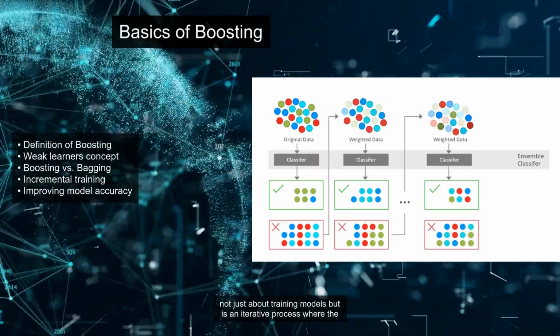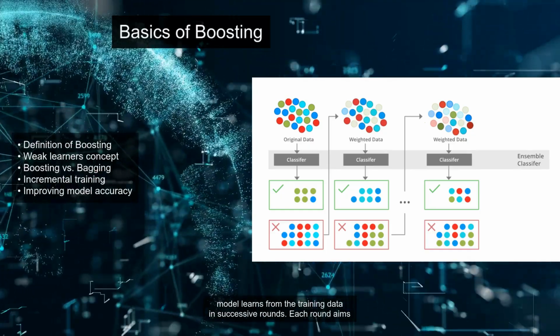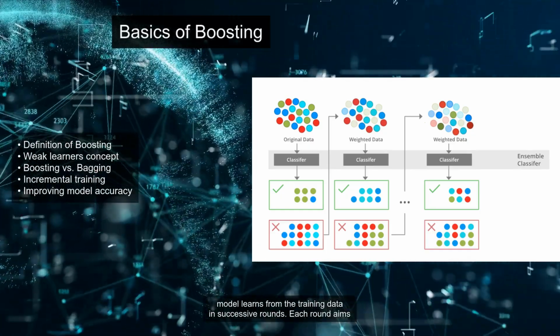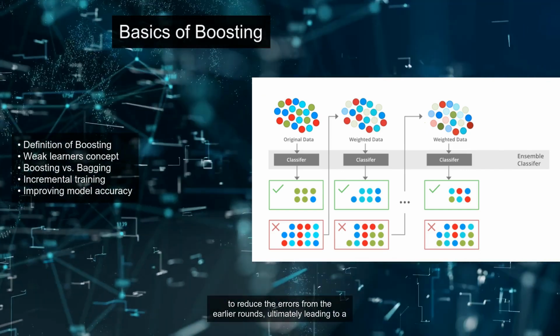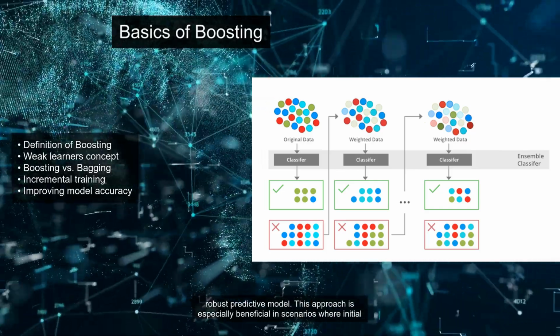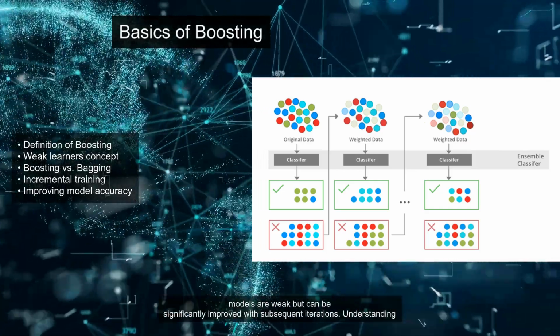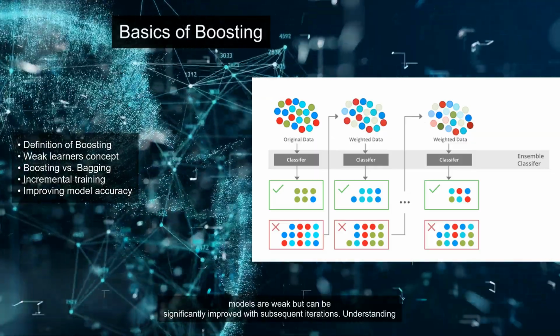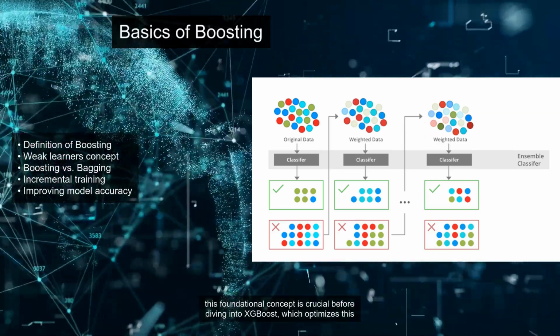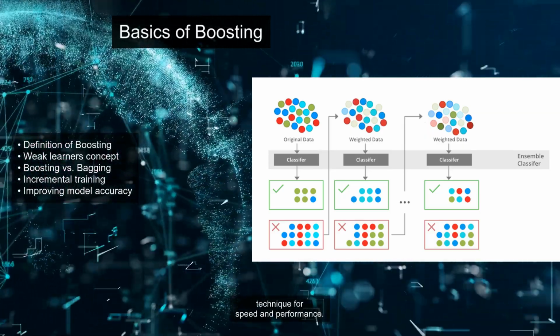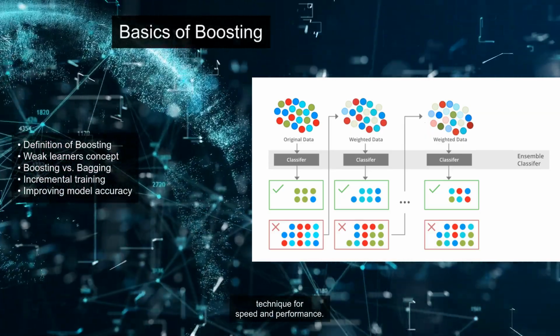Boosting is not just about training models but is an iterative process where the model learns from the training data in successive rounds. Each round aims to reduce the errors from the earlier rounds, ultimately leading to a robust predictive model. This approach is especially beneficial in scenarios where initial models are weak but can be significantly improved with subsequent iterations. Understanding this foundational concept is crucial before diving into XGBoost, which optimizes this technique for speed and performance.